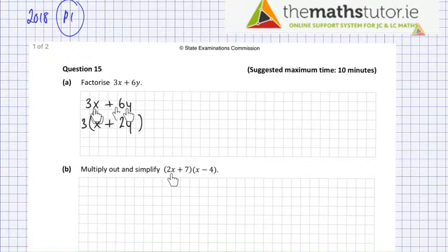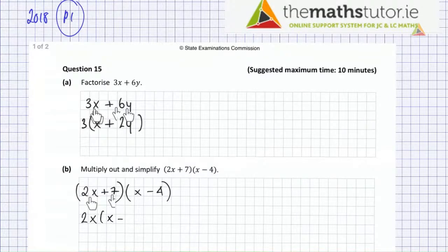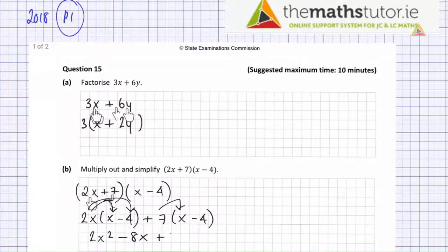So this is kind of going back to the material that we did in the first and second week. So 2x plus 7 by x minus 4. The way we do these is we're going to multiply this term by everything in these brackets, and then this term by everything in these brackets. So it's going to be 2x by x minus 4, and then multiplying this term, so it's plus 7 by x minus 4. So 2x by x gives you 2x squared. 2x by minus 4 gives you minus 8x. 7 by x gives you 7x. And finally 7 by minus 4 gives you minus 28.